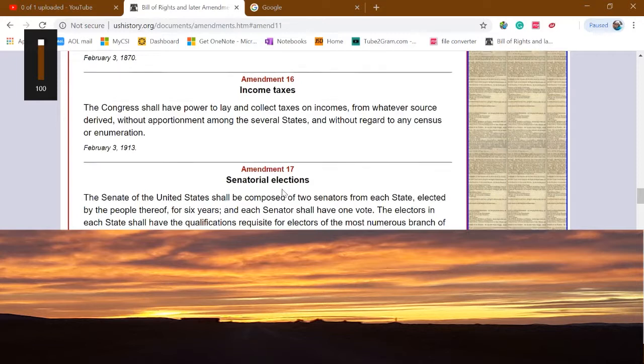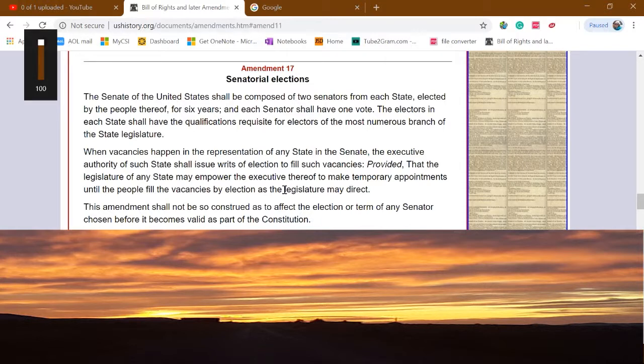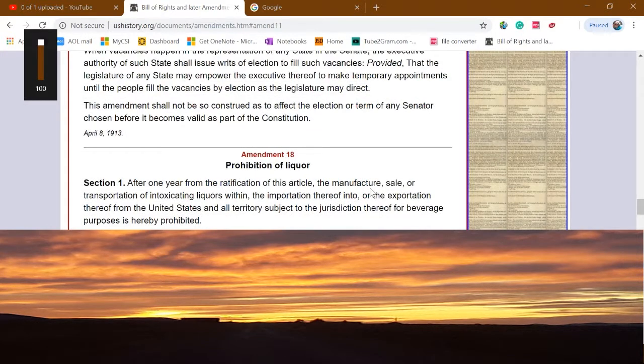February 3rd, 1913. Amendment 17. Senatorial elections. The Senate of the United States shall be composed of two senators from each state, elected by the people thereof for six years, and each senator shall have one vote. The electors in each state shall have the qualifications requisite for electors of the most numerous branch of the state legislature. When vacancies happen in the representation of any state in the Senate, the executive authority of such state shall issue writs of election to fill such vacancies: Provided, that the legislature of any state may empower the executive thereof to make temporary appointments until the people fill the vacancies by election as the legislature may direct. This amendment shall not be so construed as to affect the election or term of any senator chosen before it becomes valid as part of the Constitution.